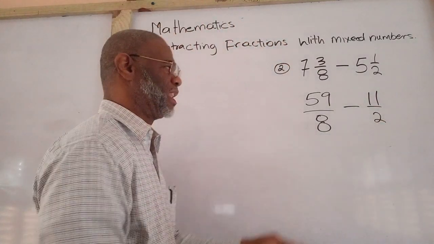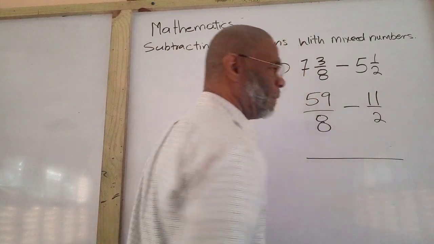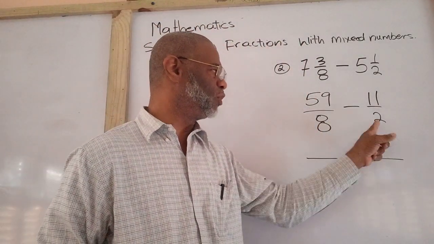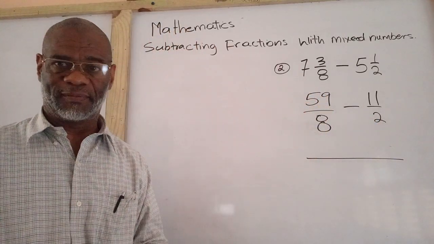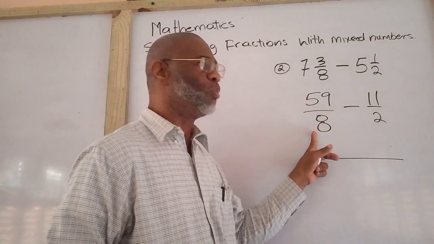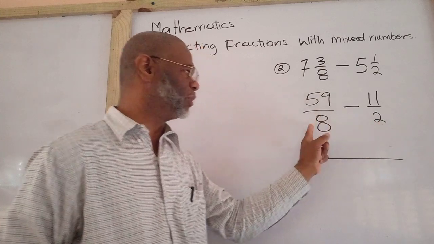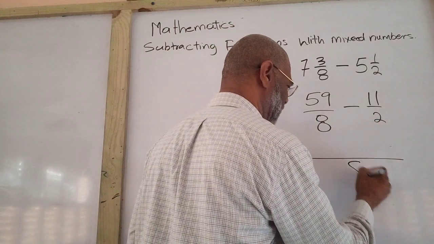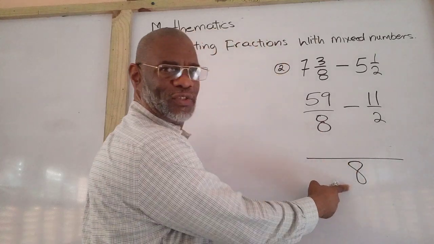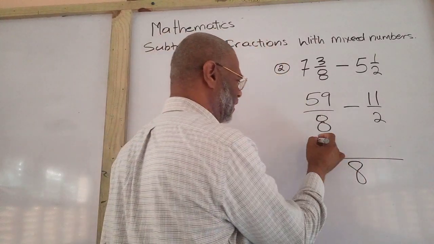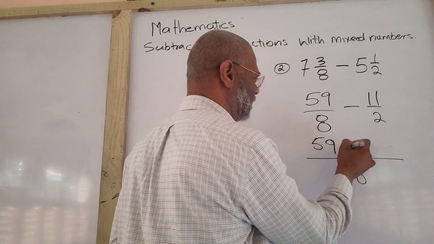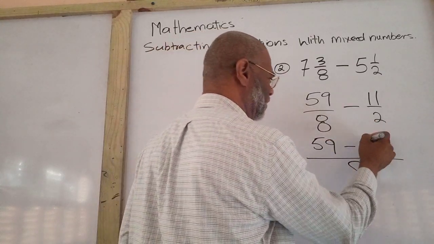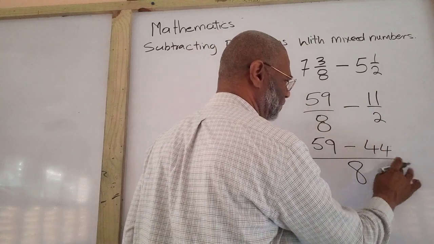Now we need to find our least common multiple. The least common multiple of 8 and 2 is what? 8, because 8 will go into itself once and 2 will go into 8 four times. So the least common multiple is 8. 8 into 8 is 1. 1 times 59 is 59. Minus 2 into 8 is 4. 4 times 11 gives us 44.